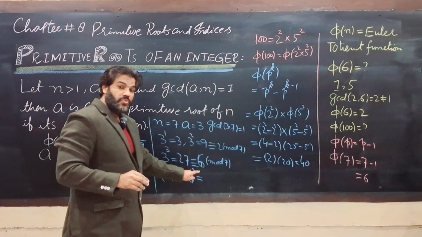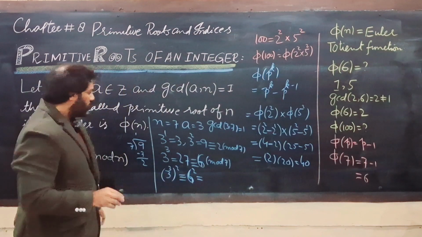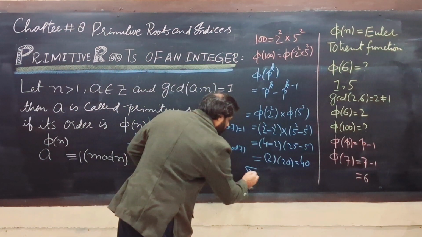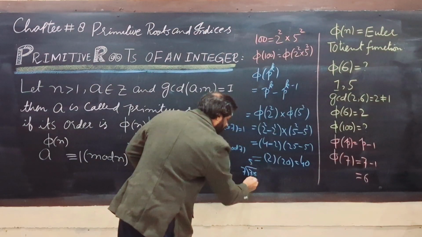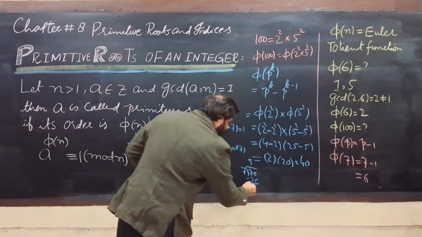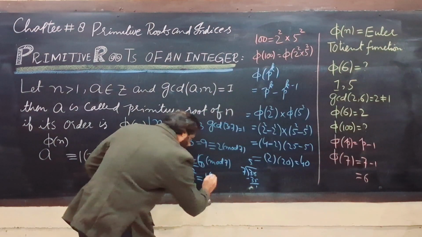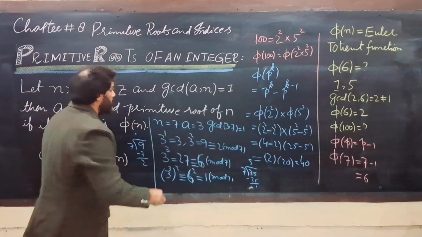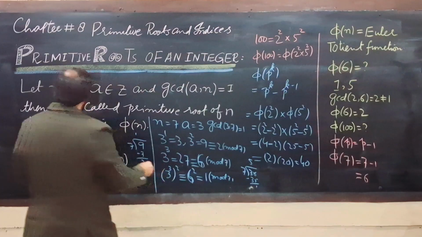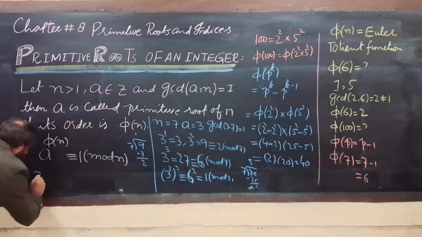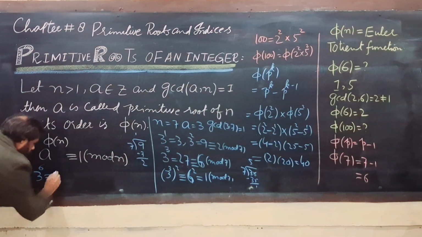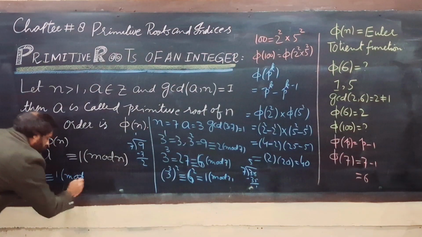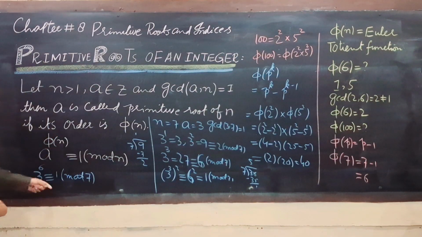Now 6 square is 36. Now when you divide 36 by 7, what is the remainder? Now the remainder is 1. This shows that the order of 3 is 6 here. The 6th power of 3 is congruent to 1 modulo 7.